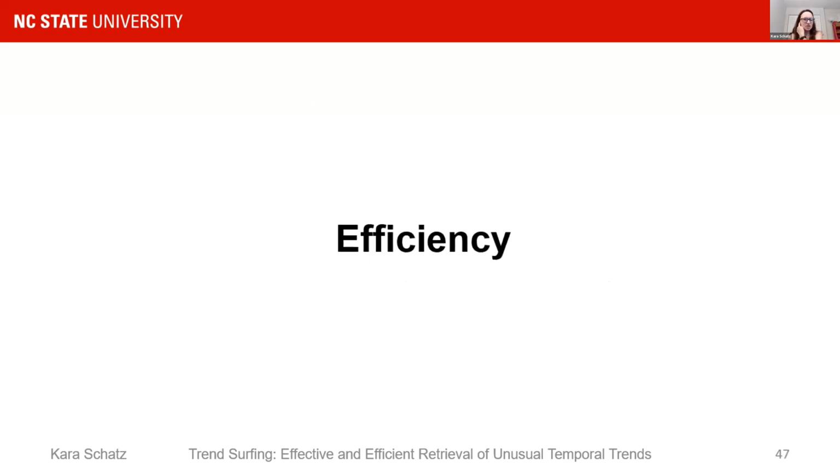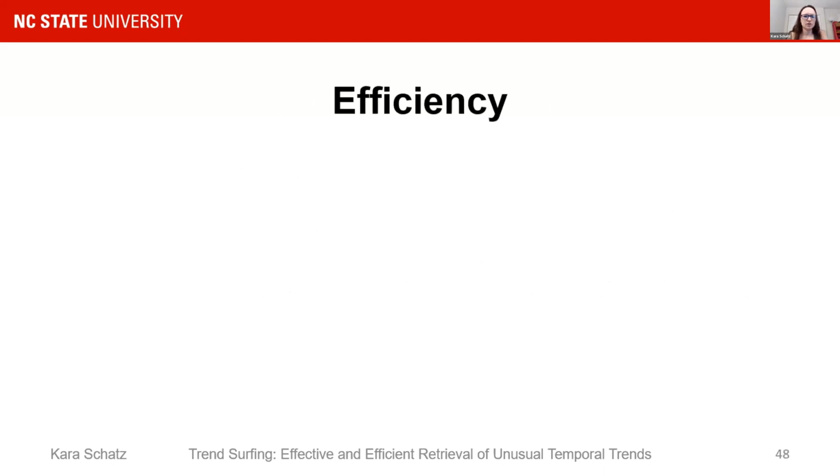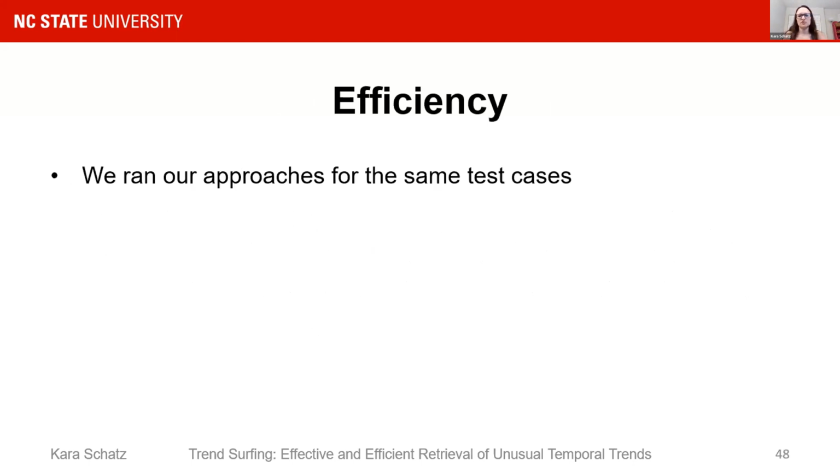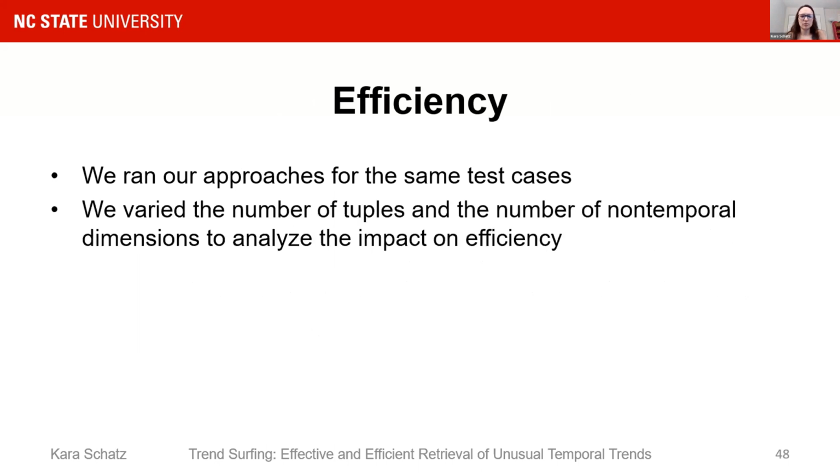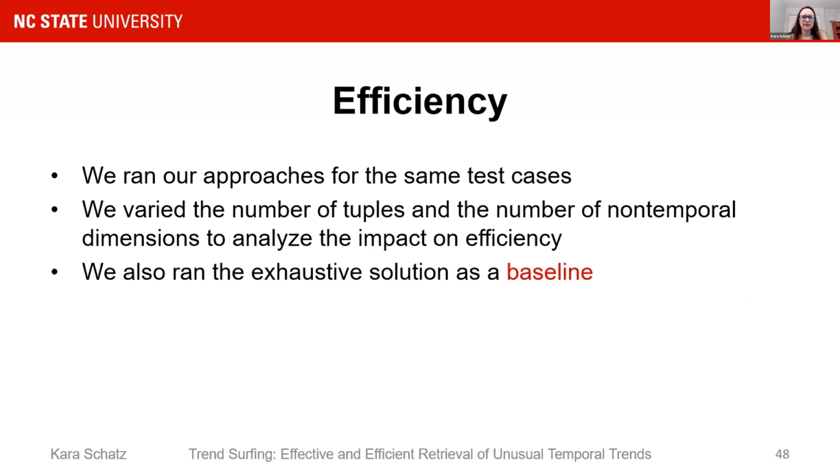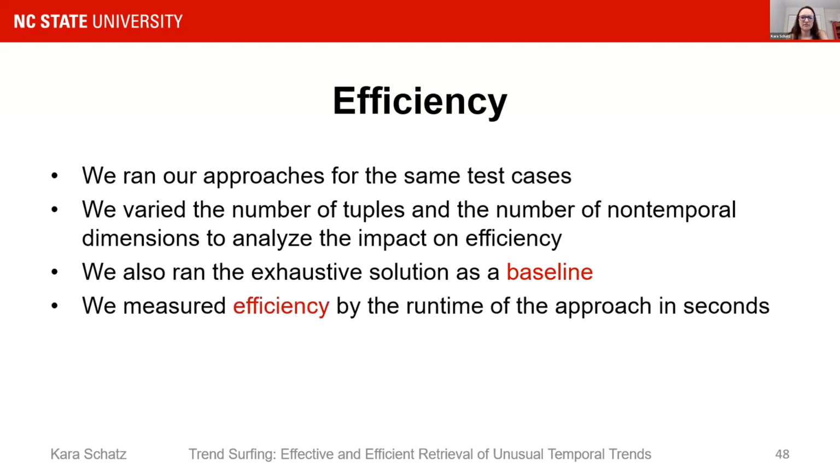Next, we explored the efficiency of our approach to make sure that it would be faster than the brute force approach. So to this end, we again ran our approaches for the same test cases as before, but this time we varied the number of tuples, or the size of each dataset, and the number of non-temporal dimensions in each dataset, so that we could analyze the impact of size on the approach efficiency. In addition, we ran the exhaustive solution as a baseline approach, and we measured the efficiency of each approach according to the runtime in seconds.